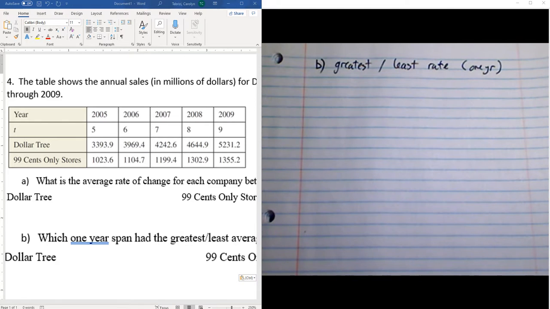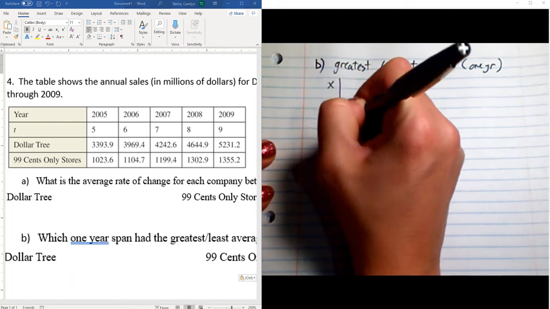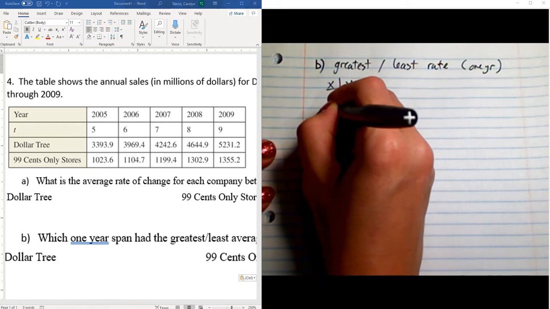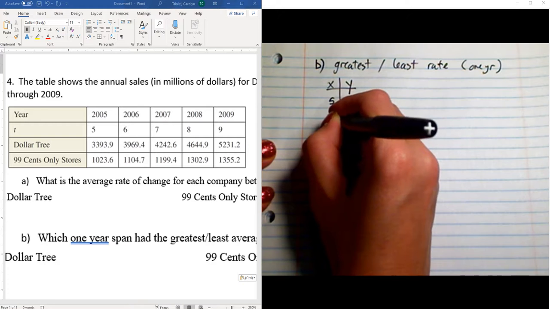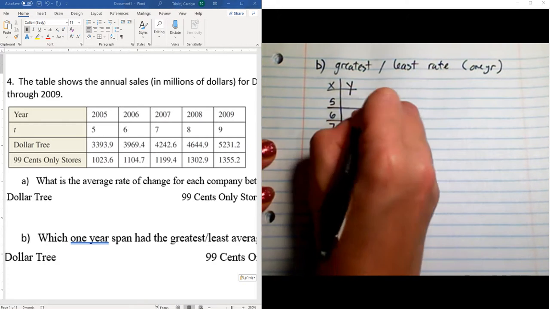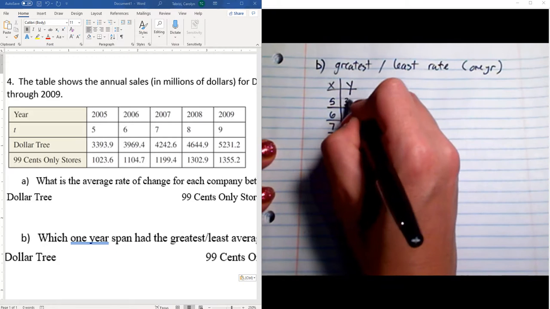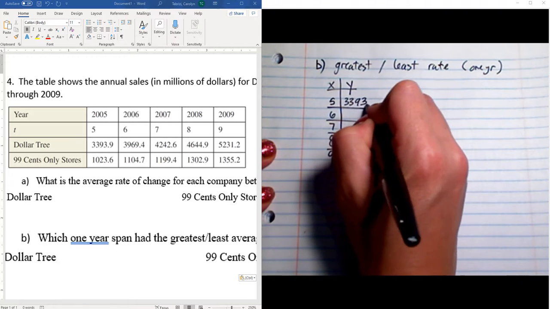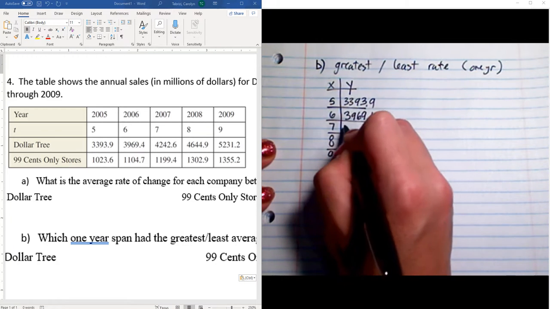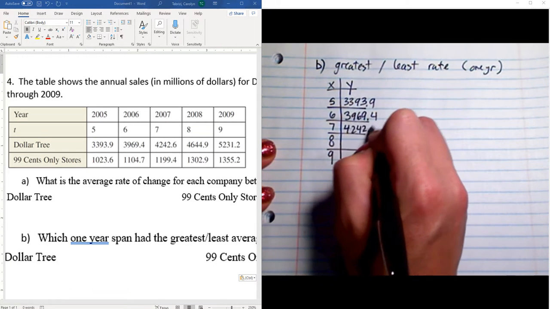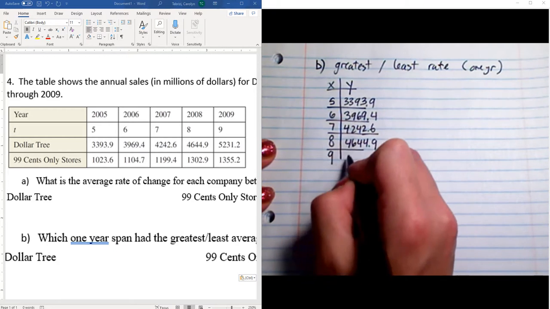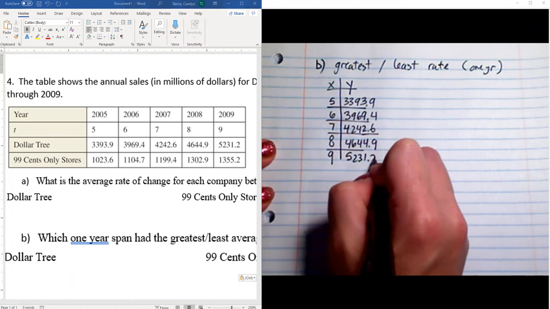Okay, so notice I've got 2005. So I'm going to go ahead and make this a table for myself. 5, 6, 7, 8, 9. I'm going to jot down these points here. 3393.9, 3969.4, 4242.6, 4644.9, 5231.2.